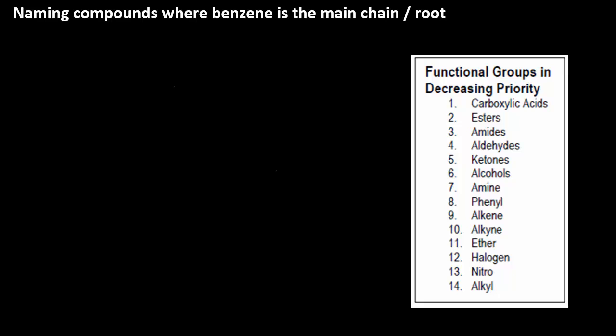Let's look at naming compounds where benzene is the main chain or the root. So normal naming rules are in effect, right? The root word here would be benzene. All right, so I'm going to draw a couple sample molecules and we'll walk through how we'd actually go about naming them. We'll start with something fairly straightforward.